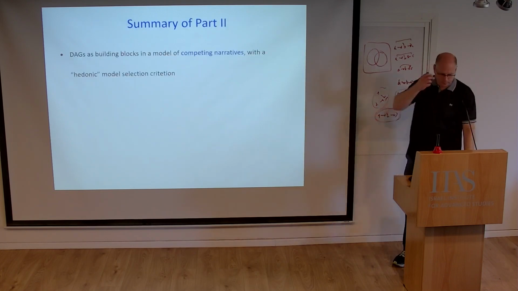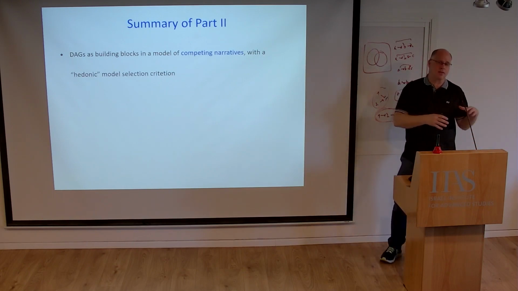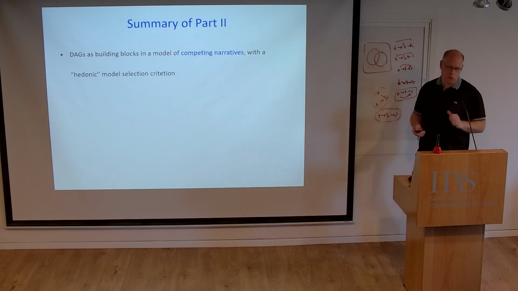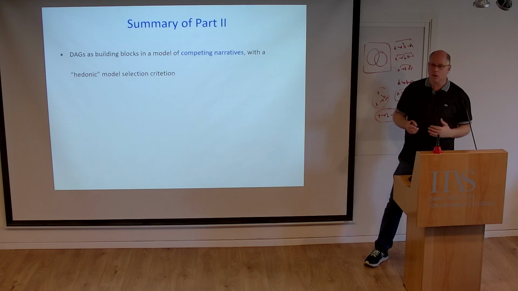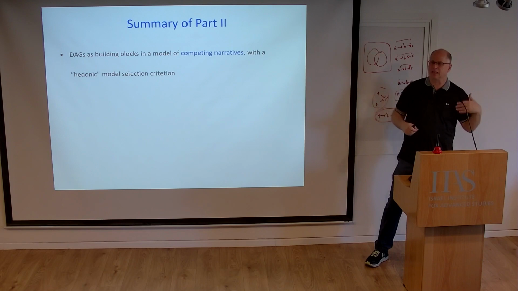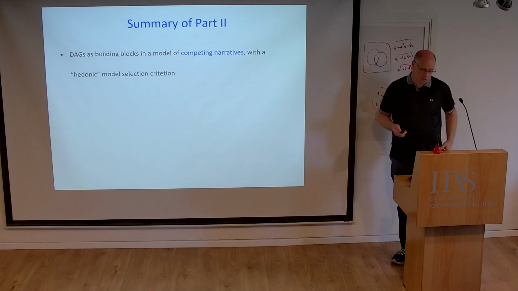So let's summarize. So what did we try to do in the second part? In this part, rather than taking the DAG as given, we endogenized the DAG and we told two stories. In one story, a DAG was a building block in a model of competing narratives, where the behavioral assumption was that the representative voter chooses narratives hedonically in terms of the anticipatory utility that the narrative policy pair confers.